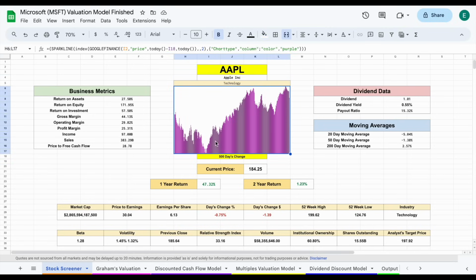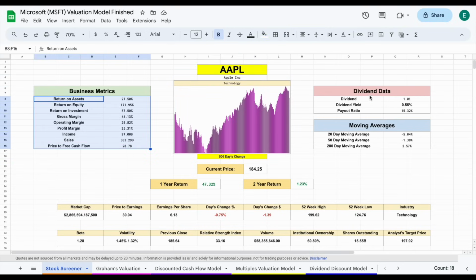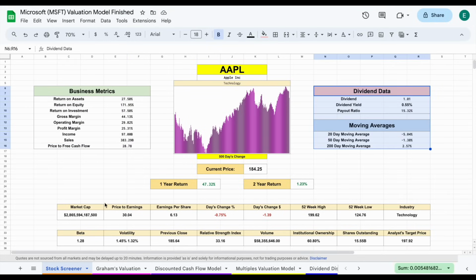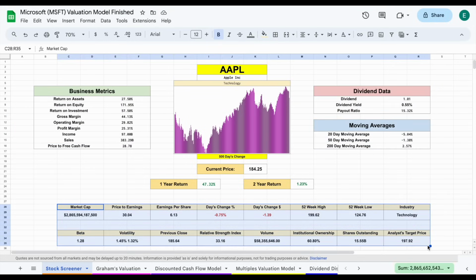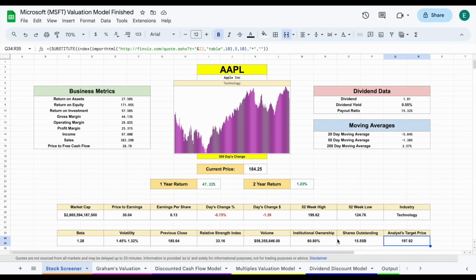We have our 500-day change chart, we have business metrics, we have dividend data, moving averages, and then a lot of other key metrics I personally like to look at, like analyst target price, institutional ownership, and the beta of the company, which essentially measures the company's volatility.